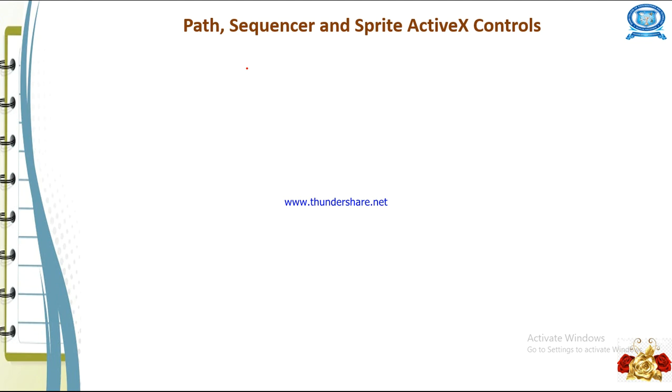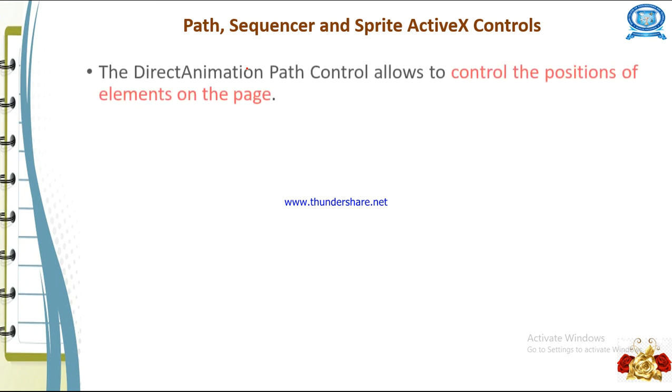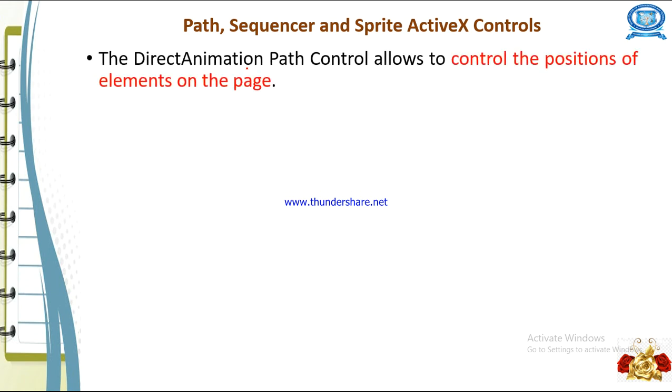Then another concept, the path, sequencer and spline ActiveX controls. For DirectAnimation, path control allows you to control the position of an element on the page. For example, assume any web page where you have to control the position of the element. You have to use the path, sequencer and spline ActiveX controls. So DirectAnimation path control is accessed through this DHTML concept.